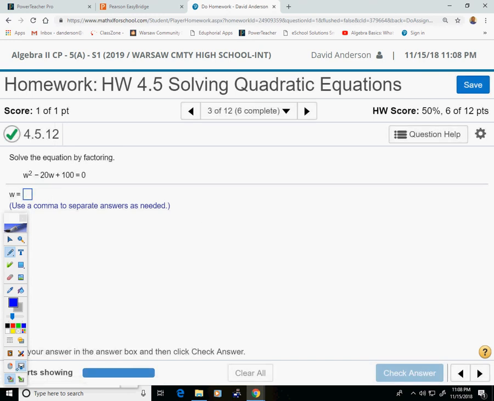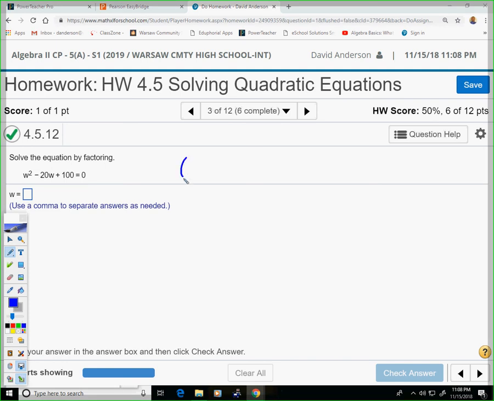Okay, same deal. Let's factor this. Again, no lead coefficient, or the lead coefficient is an understood 1. So that's going to make the first term in each of these binomials just w. What multiplies up to be 100 and adds up to be negative 20? That would be negative 10 and negative 10. Negative 10 times negative 10 is positive 100. Negative 10 plus negative 10 is negative 20.